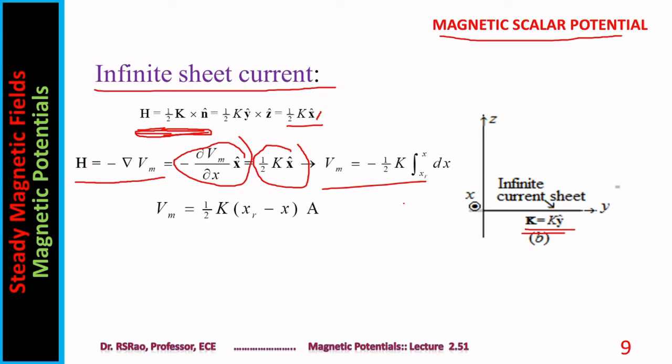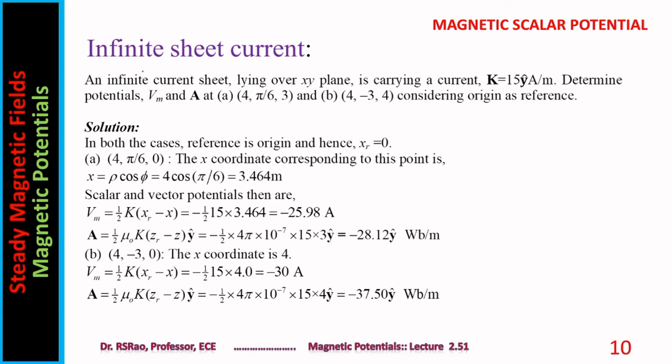Substitution results in Vm equal to minus half K integral from xr to x of dx. It results in Vm equal to half K (xr minus x). Here xr is the x coordinate of the reference point, x is the x coordinate of the field point, and K is the surface current density. This is the expression for magnetic scalar potential due to an infinite current sheet. Note, Vm depends only on the x coordinate. It doesn't depend upon z or y, only on x.